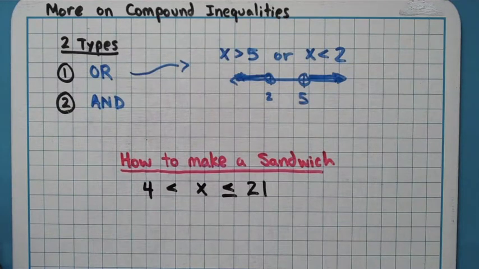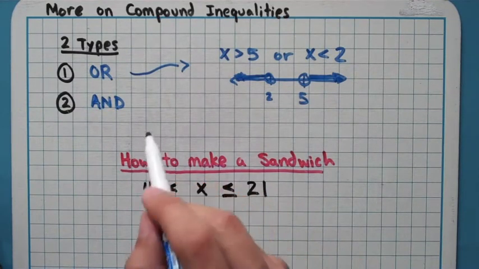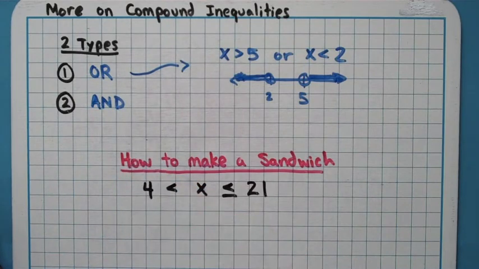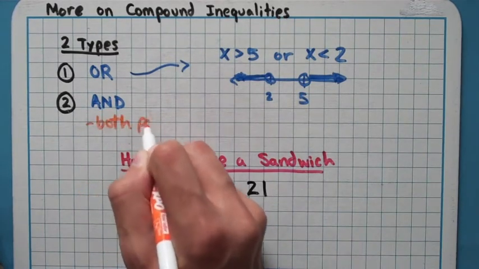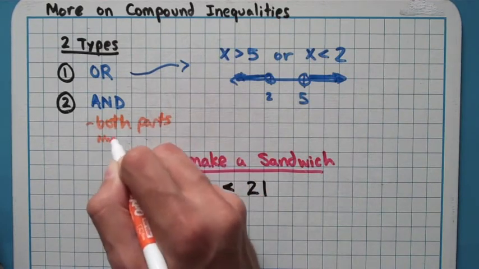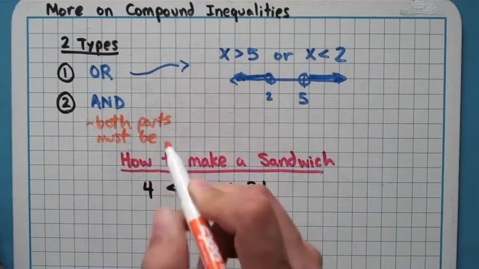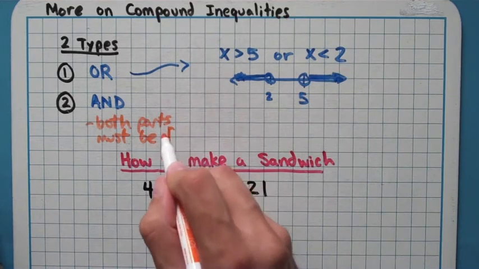The ones that do give kids a little bit of trouble are and inequalities. The word and means something very different than or. Or kind of implies one or the other is cool, this or that, it's fine. And, though, means both parts have to be true. That's probably even worth writing down. So when you're doing an and inequality, both parts must be true. Or must be fulfilled, or however you want to say that. Must be true.